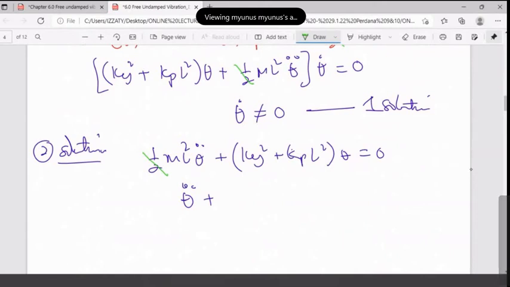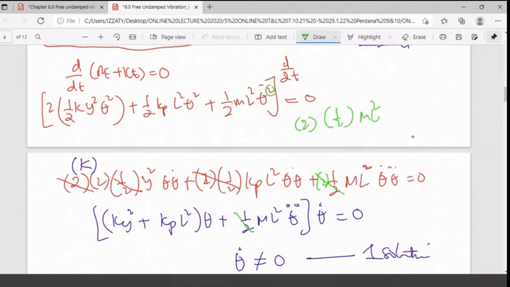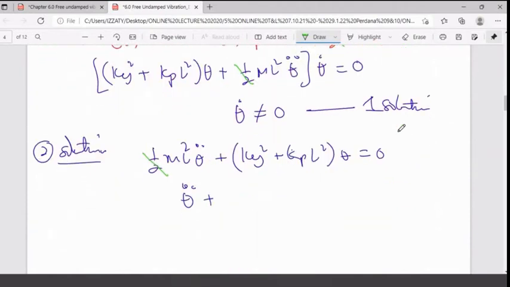I missed that power of 2, this one. Remember, this one is power of 2. Then when you differentiate this one, it becomes 2 times half, this one being ml square theta dot theta double dot. Then I missed the 2 here, so then you cancel that one. Okay, sometimes you have to be very careful. I myself sometimes make mistakes. Okay, anyway, come back to here.